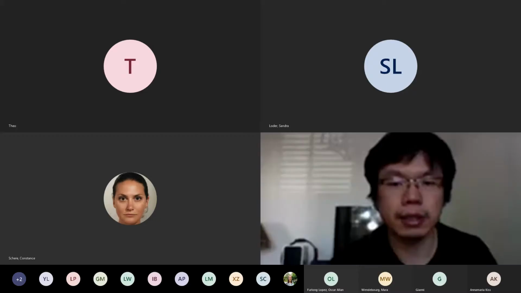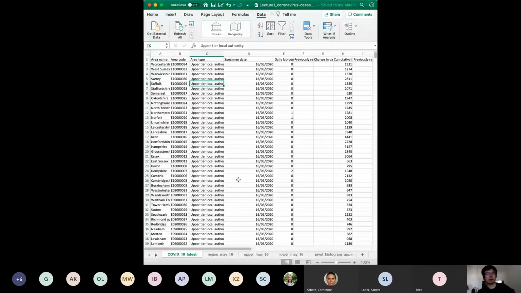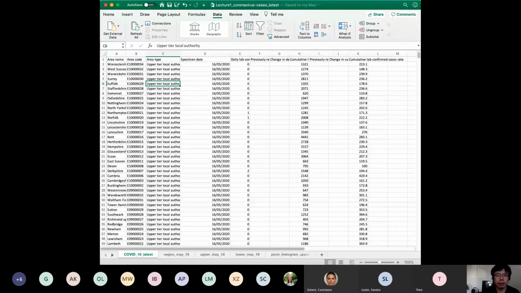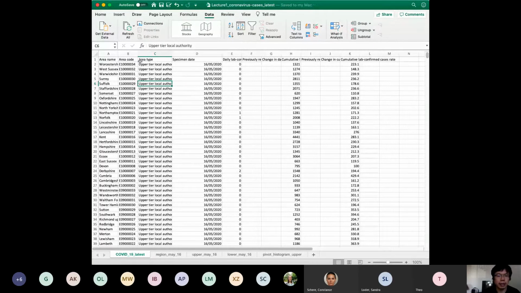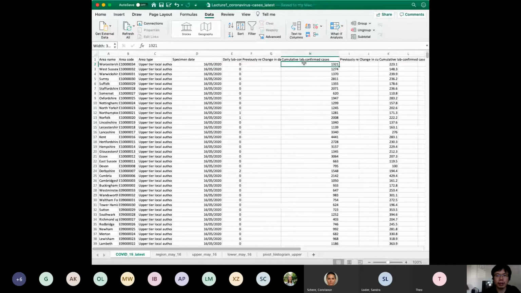So if you look at this data, this is the first sheet I'm showing here, and you can see that there are different variables on top: area name, area code, type, specimen date, cumulative lab confirmed cases, cumulative lab confirmed cases rate.